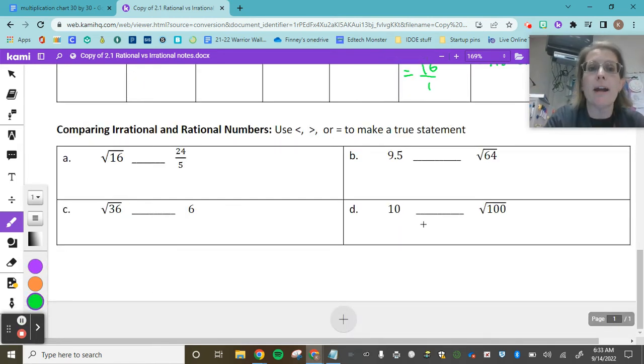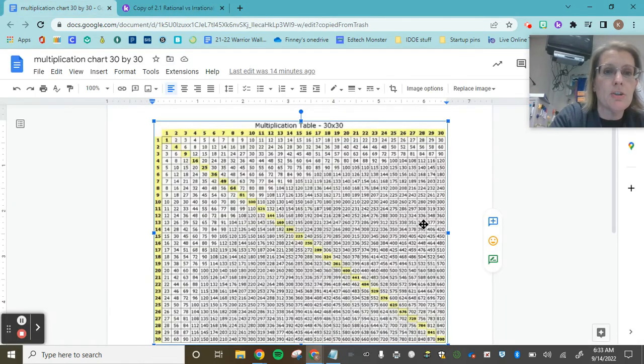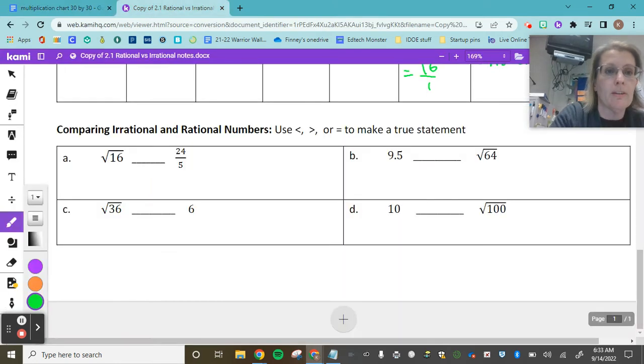And the last thing before we practice, we're going to talk about how to compare rational and irrational numbers. This time we're just talking about if it's less than or greater than. Remember, alligator eats the bigger number, or if they're equal to. So for part A, we're looking at the square root of 16 and 24 over 5. So the square root of 16, if I go back to my multiplication chart, I can find 16, and I see that the square root of 16 is 4, because 4 times 4 is 16. So that one equals 4.